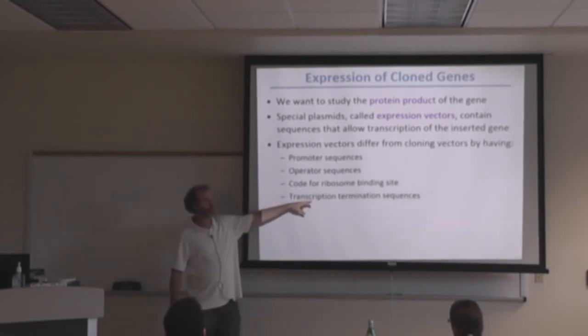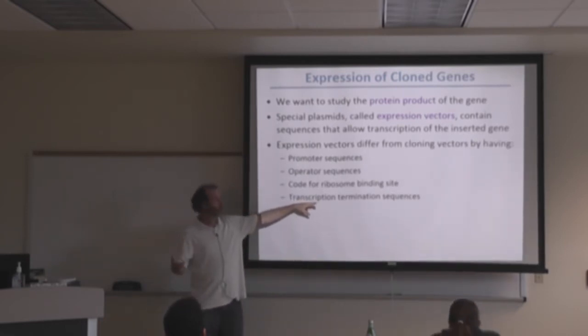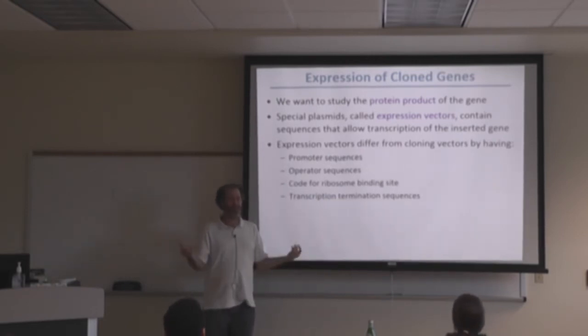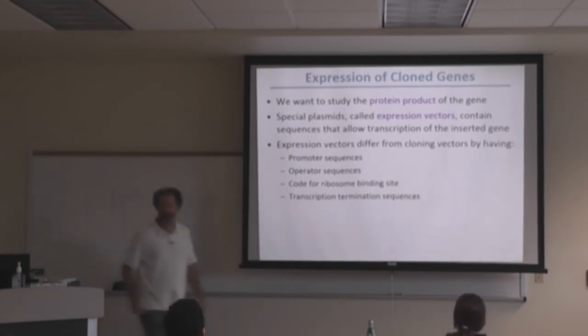Transcription terminator sequences also. Once you start producing the mRNA, there needs to be a terminator sequence so you know when to stop making an mRNA copy of that DNA. And there are several different types of sequences for that.